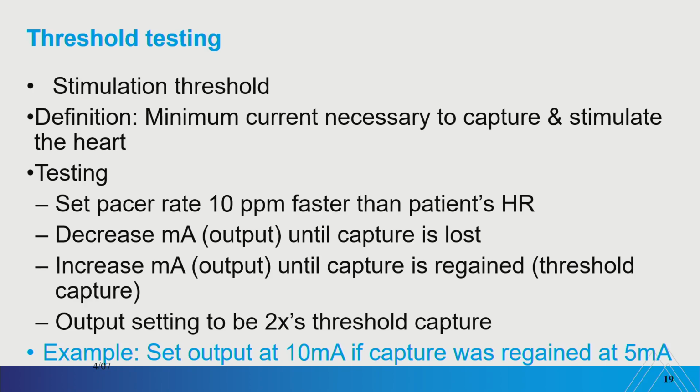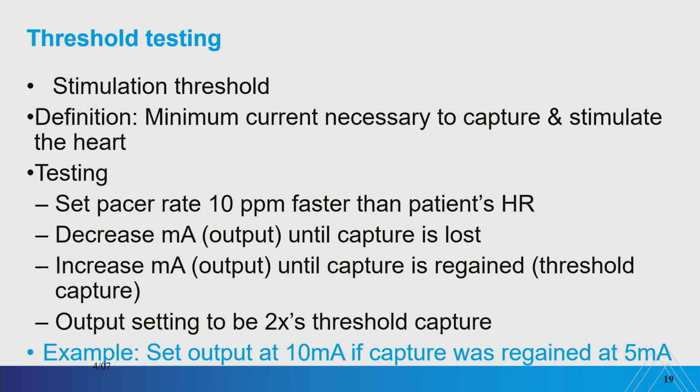At that point in time, if you're pacing the atrium, you will turn the mA down, down, down, down the pacemaker until you lose your P wave. Then you will go up, up, up, up again until you regain your P wave. That is your threshold. Say that threshold was 5. You are now going to double that. That's going to be your safety threshold. You're going to put it at 10, and that's what you leave it at.